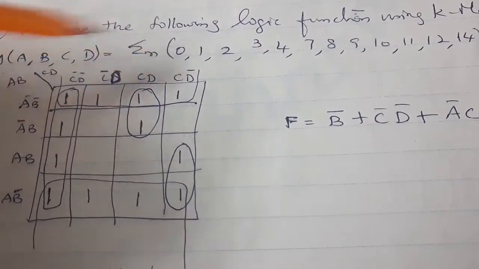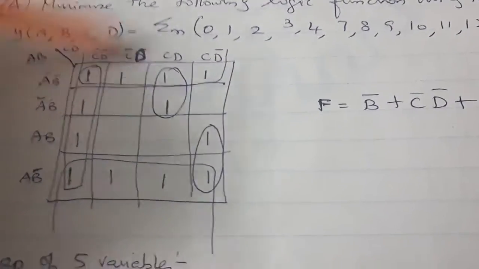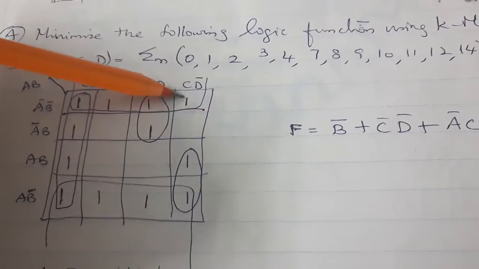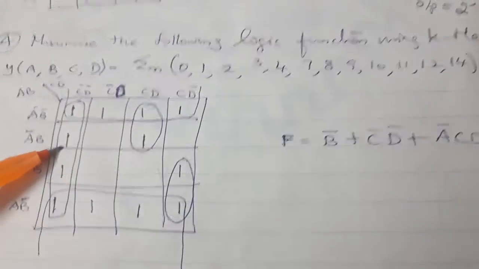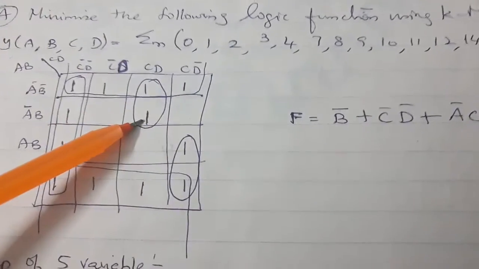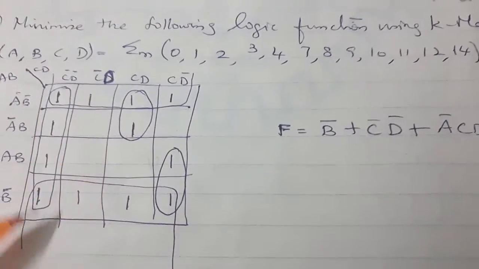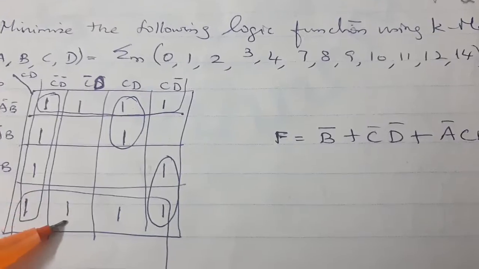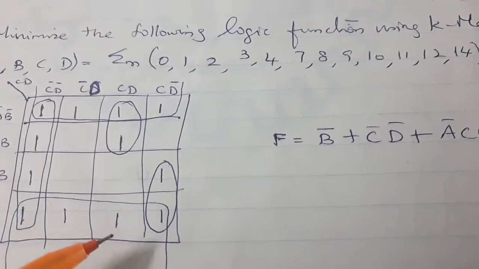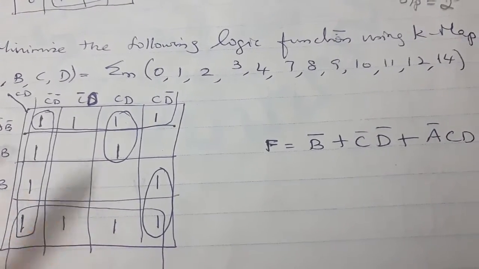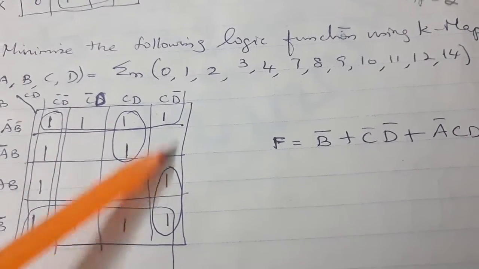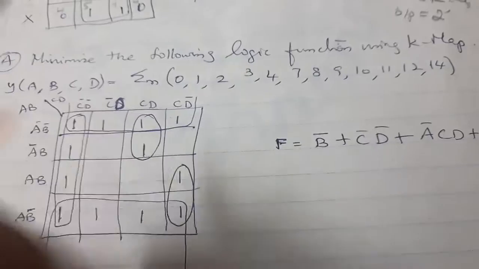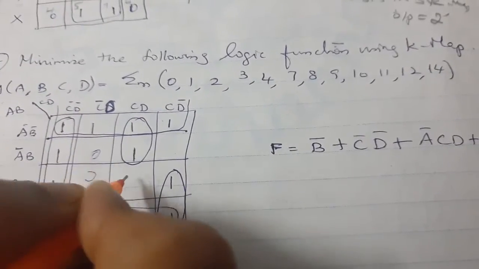0, the first cell is marked as 1. 1, the second cell is marked as 1. 2 is the last one, 1. 3 is here, 1. 4 is 1. Next is 7, the middle one, 1. 8 comes down: 8, 9, 10, 11. Next 12, then 14. Once your marking is over, the remaining positions are all treated as zeros.